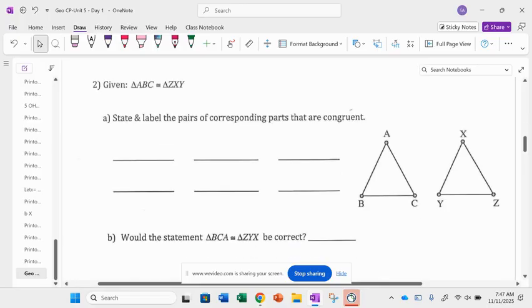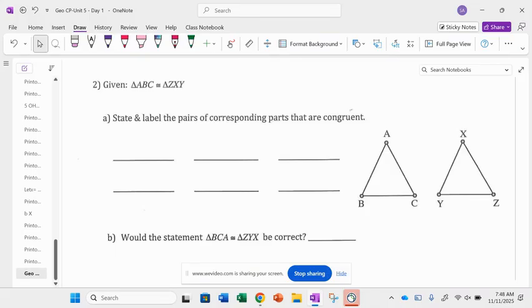Okay, so Leilani, remember when I told you I was going to try to trick you guys? This is what I mean. And you should definitely expect something like this on your test. And you should definitely expect me to try to trick you on the test or the quiz when we get there. So the way things are drawn, you would think B and Y correspond. You would think C and Z correspond. You would think A and X correspond, but that's not the case. We don't go by how the things are drawn. We go by how the letters are written.